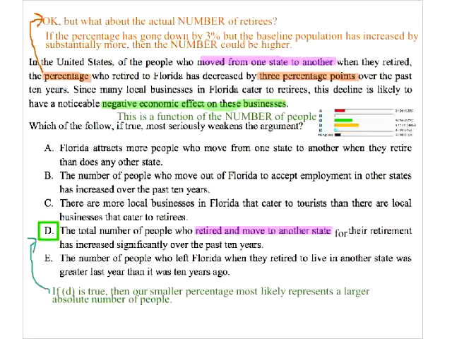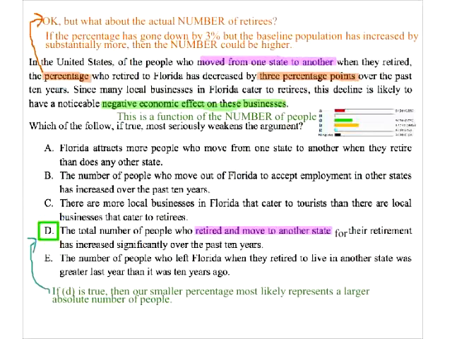So that means the total number of people who moved from any state to any other state that was not that first state. That doesn't mean other than Florida. That means people who moved states has gone up.